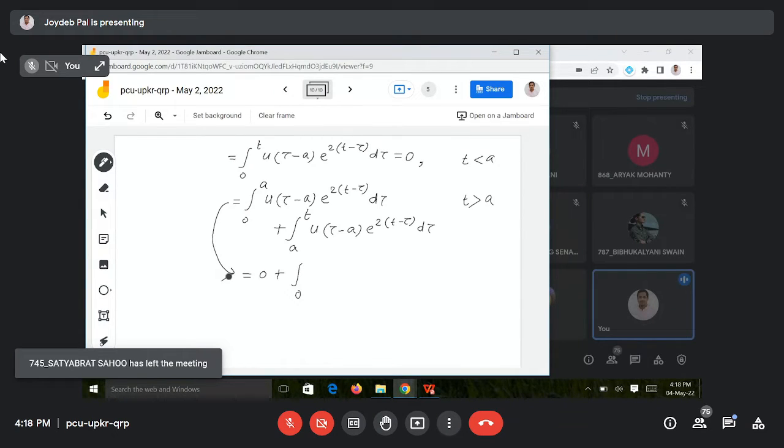Look, what is the definition of u(tau minus a)? Whenever tau is less than a, it is 0. Whenever tau is greater than a, it is 1.